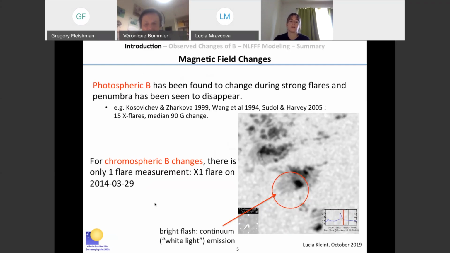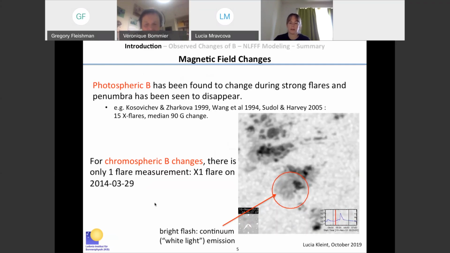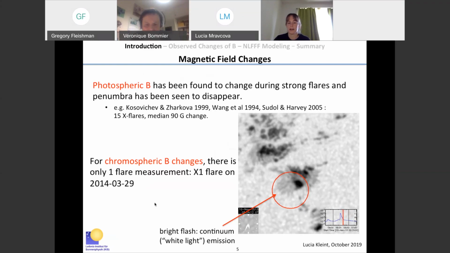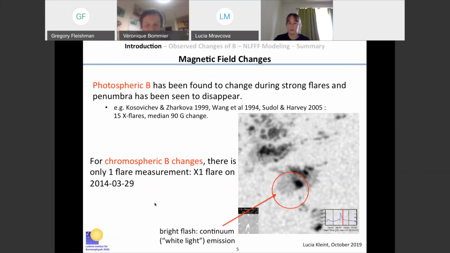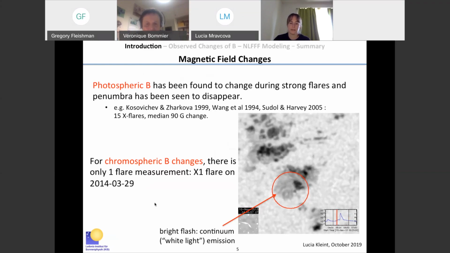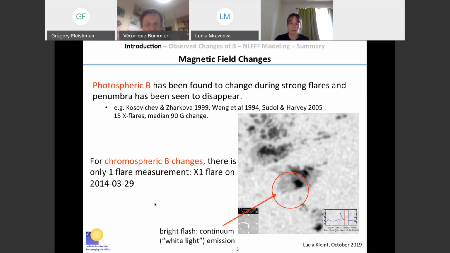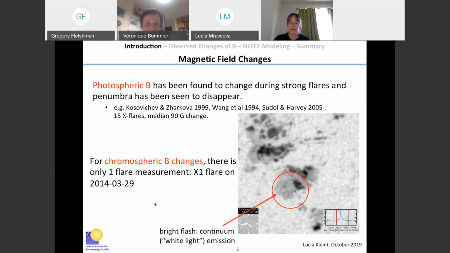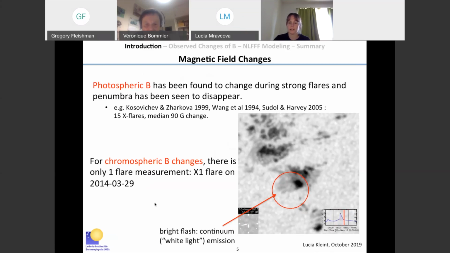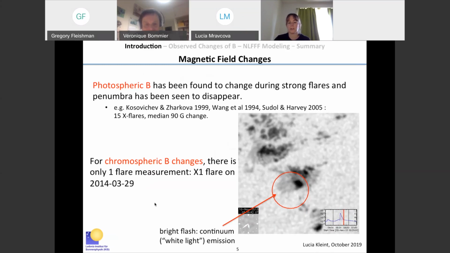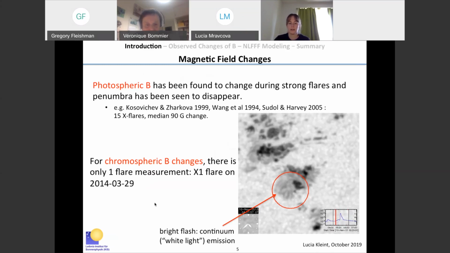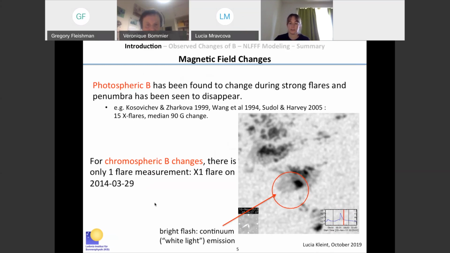In that red circle, you can see a penumbra, then a bright flash, and then half of the penumbra is gone. The lower part is gone. That is white light emission, meaning continuum emission. And the penumbra that is gone, this is a change of the magnetic field, which at that point is no longer horizontal, but either gone or vertical.